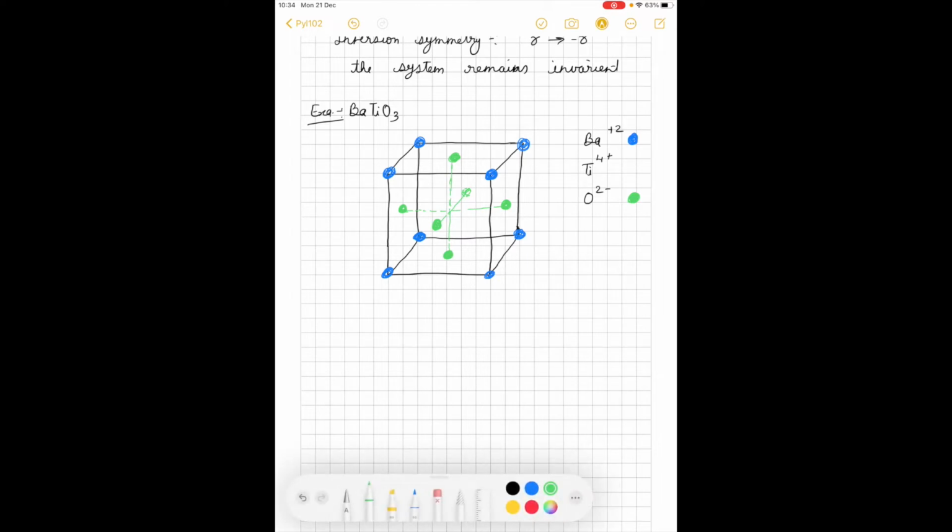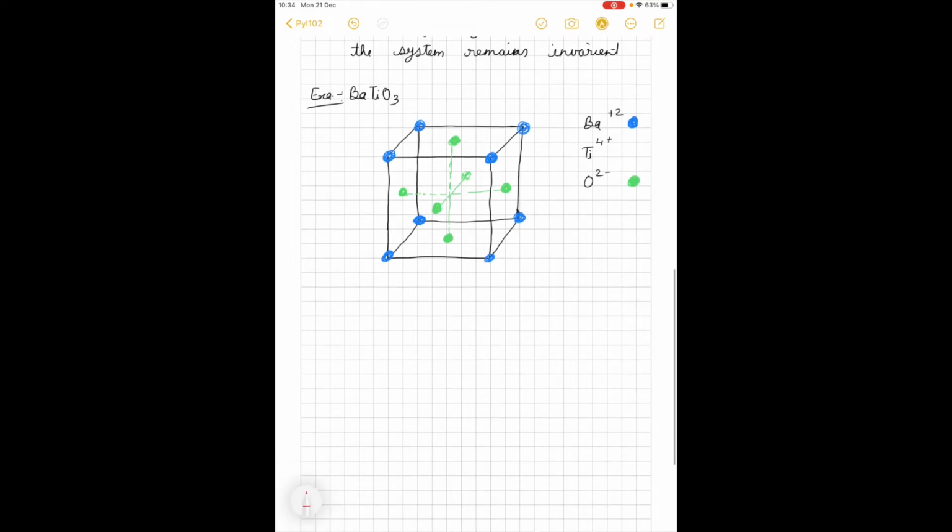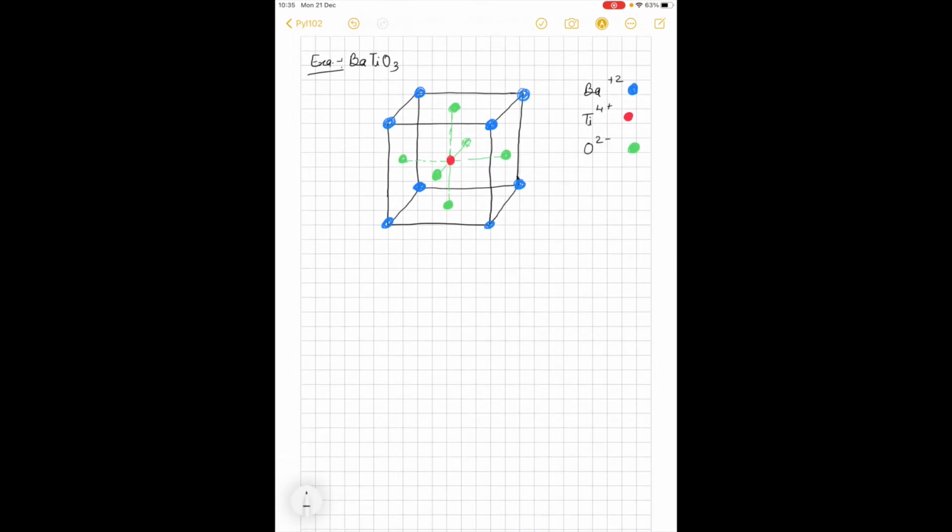Okay, all right, so now comes the titanium atom. In general, in the equilibrium state, the titanium 4+ sits at the center of the crystal structure. All right, so this is the schematic representation of barium titanate. Now, let me come back. So now, how does the polarization appear?